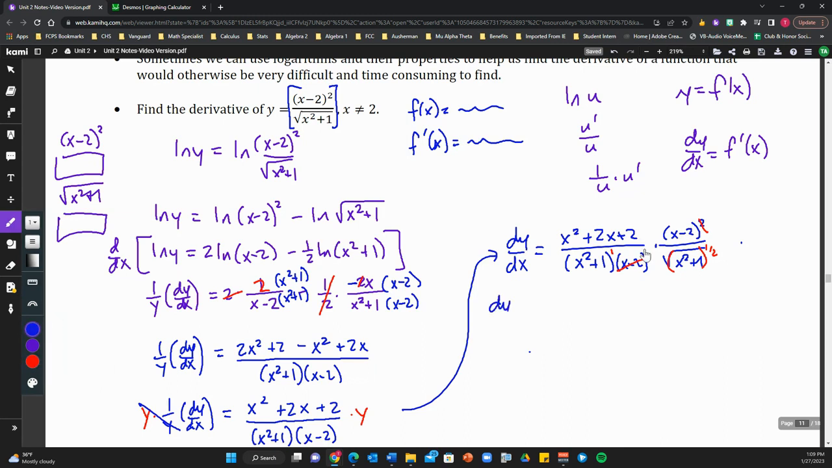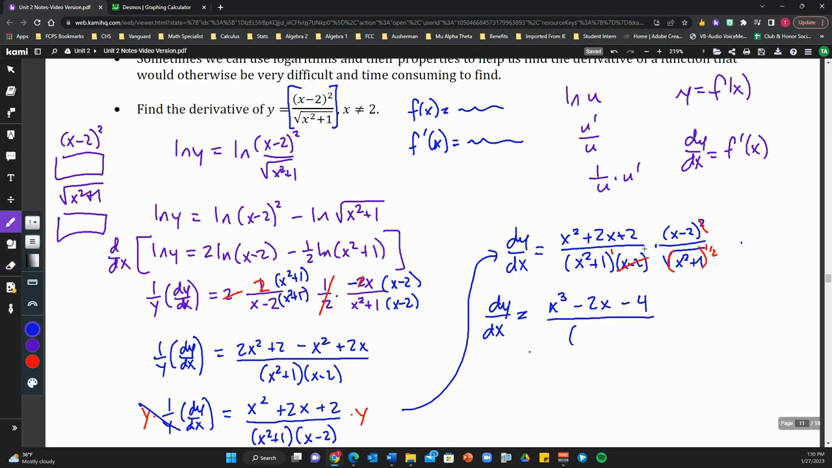So what my end result is, now in the numerator, some people may choose to multiply this out. Others may leave it as the trinomial times the binomial. I'm just going to go ahead and multiply it out. That would give me x cubed minus 2x squared plus 2x squared, so they actually cancel. Minus 4x plus 2x, so minus 2x. And then 2 times negative 2 is negative 4.